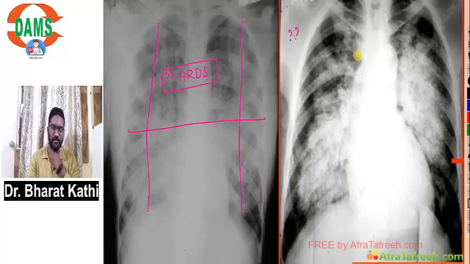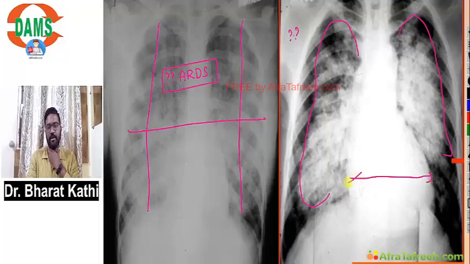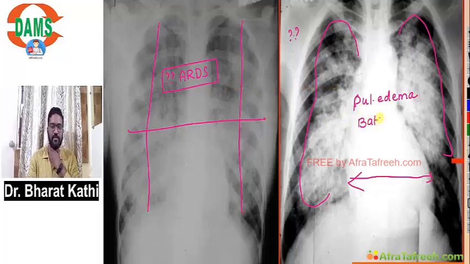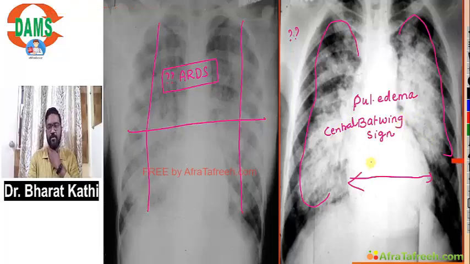So what is this? Here you can see more of central bat wing shadows, and apparent cardiomegaly. So this is pulmonary edema. So how do you differentiate ARDS and pulmonary edema? By the patient's blood pressure clinically and any orthopnea, and on the chest X-ray, the bat wing sign is seen. Central bat wing sign. Here it will be more in the central part, and there can also be cardiomegaly.